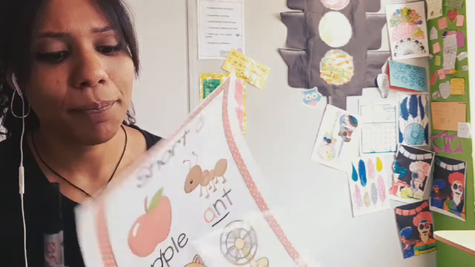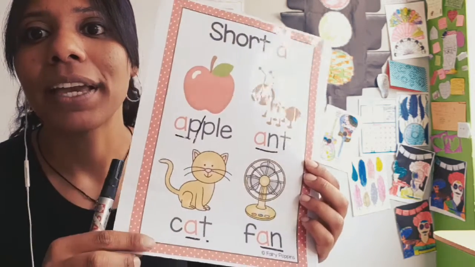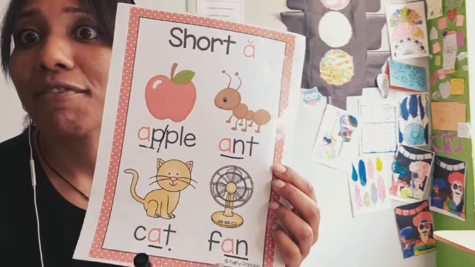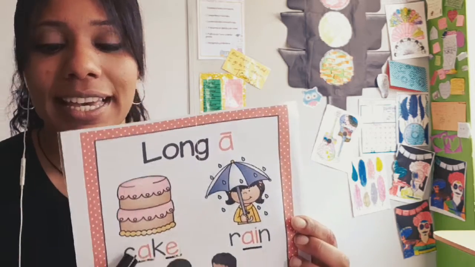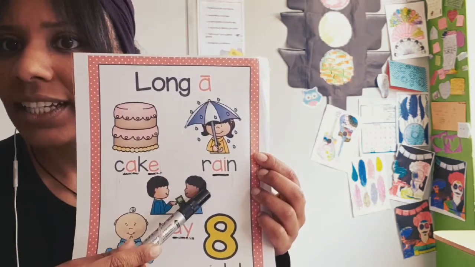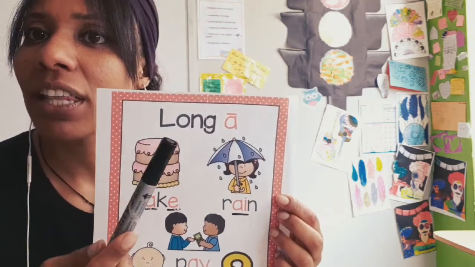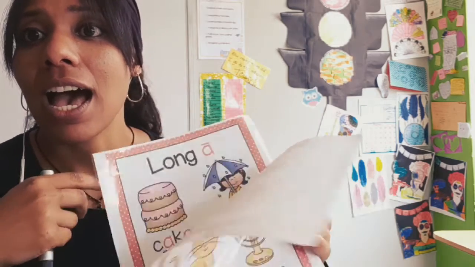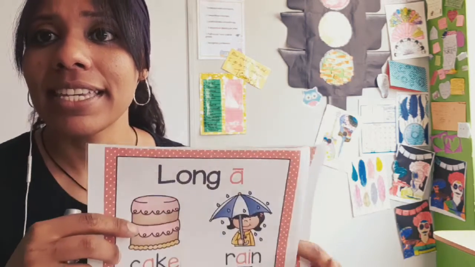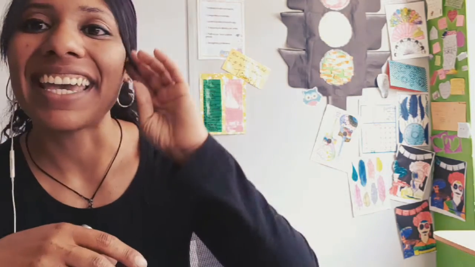So here we have the apple, we have ant, we have cat, and we have fan, right? So this is for short A. Now for long A, we have cake, rain, pay, baby, and eight. And the sound of the long A is A, right? So short A is a, long A is A. So short A is a and long A is A.